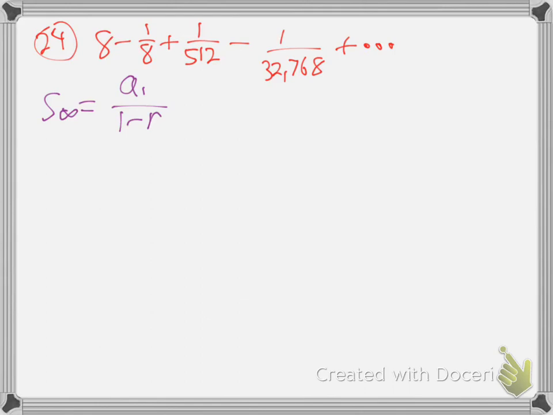What's the a1? Negative 8/164. a1 is 8. a1 is the first term. Okay, now we have to find the r. So you know how to find the r, right? Second term divided by first term? That's how we always find r. Second term over first term.